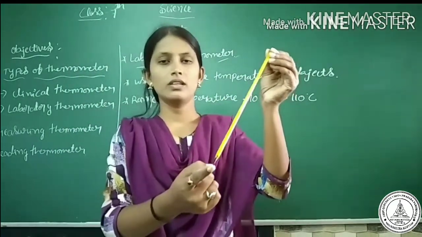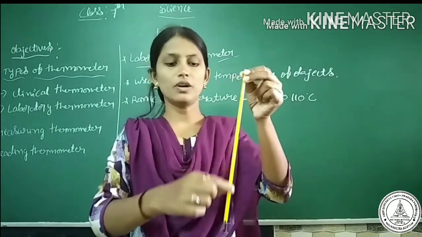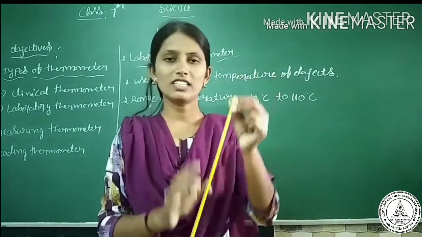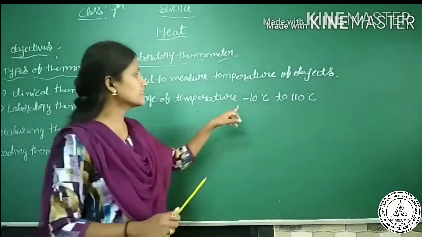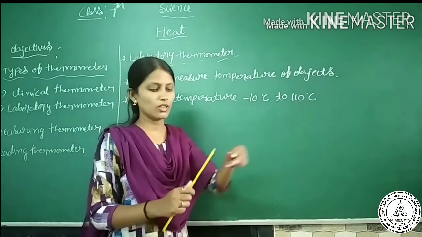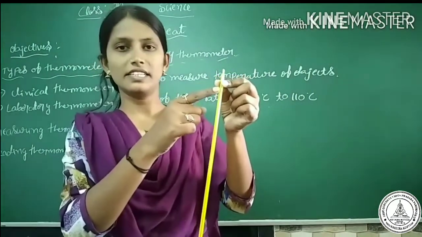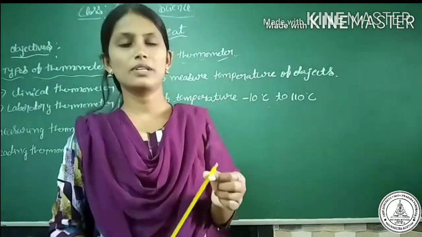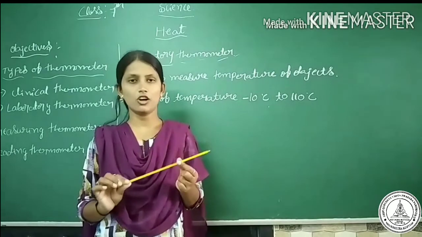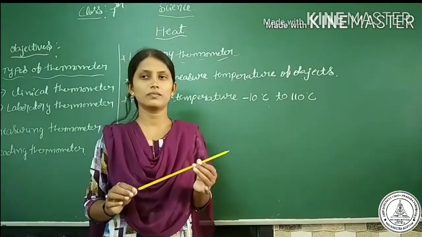This is the bulb, which consists of mercury. This is the uniform long glass tube, and the scale is present inside this. The range of the laboratory thermometer is from minus 10 degrees Celsius up to 110 degrees Celsius. This is the range of the laboratory thermometer. It is used to measure the temperature of certain objects, or we can measure the temperature of certain liquids also.